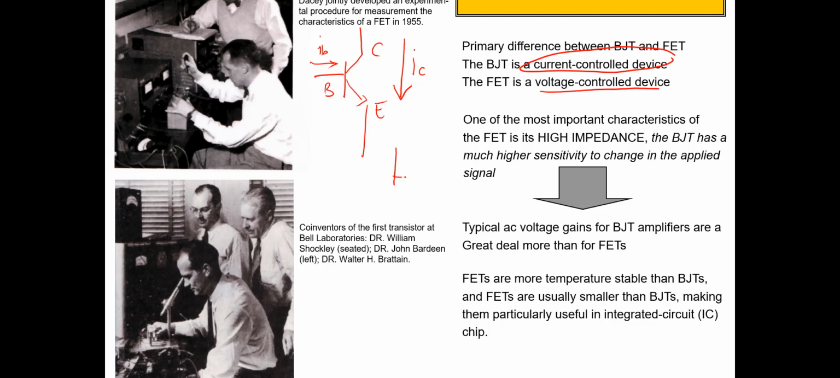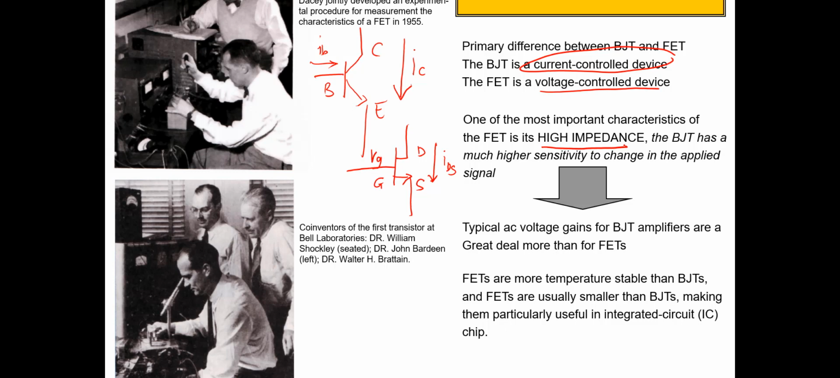But in an FET, the symbol is like this one. This is the gate terminal, this is the drain, and this is the source. The current flows from the drain to the source, but the control is not the current in the gate. We control the current IDS by using the voltage in the gate, or VG. So this is why the FET is a voltage control device. And the most important characteristic of FET is high impedance.